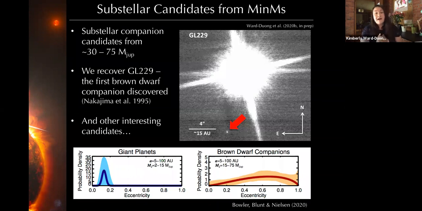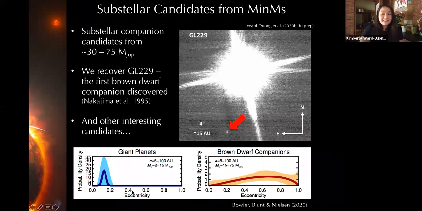So I've been only talking about stars orbiting stars, but something quite interesting to consider are substellar companions. How often does an M-dwarf have a brown dwarf orbiting it? If we want to understand their planetary systems, we probably want to understand these intermediate objects as well. Through the survey, we actually recovered Gliese 229, which was the first brown dwarf ever discovered, in 1995, shown here in this image.